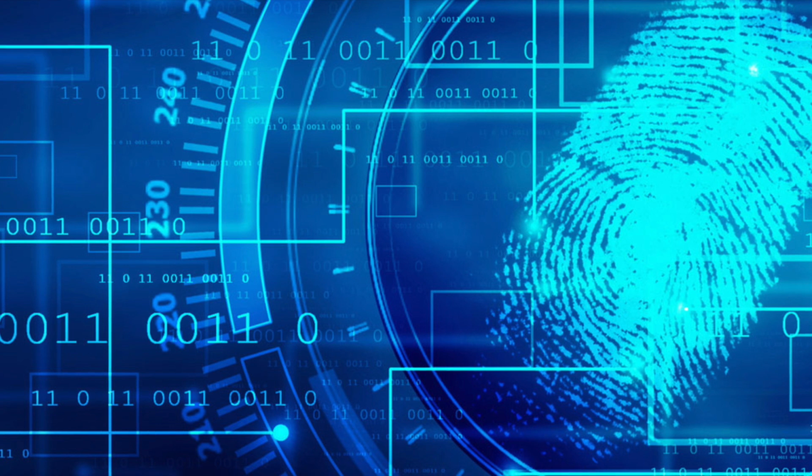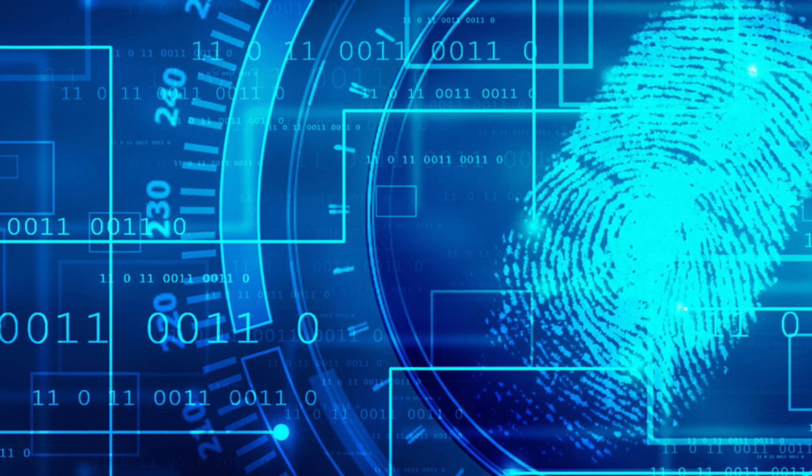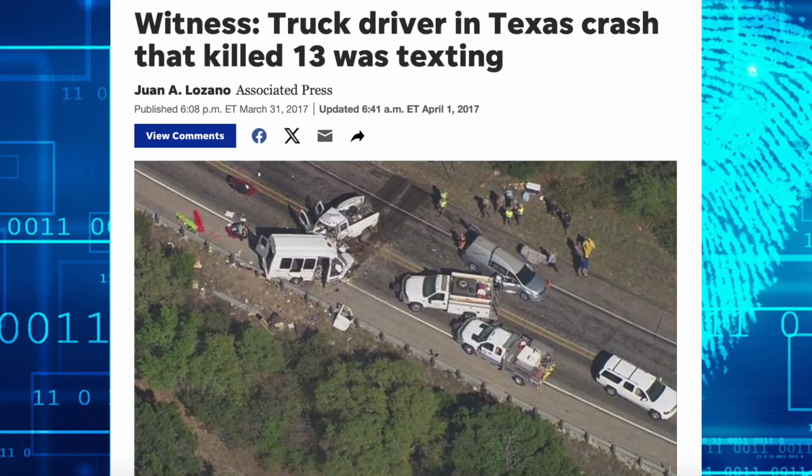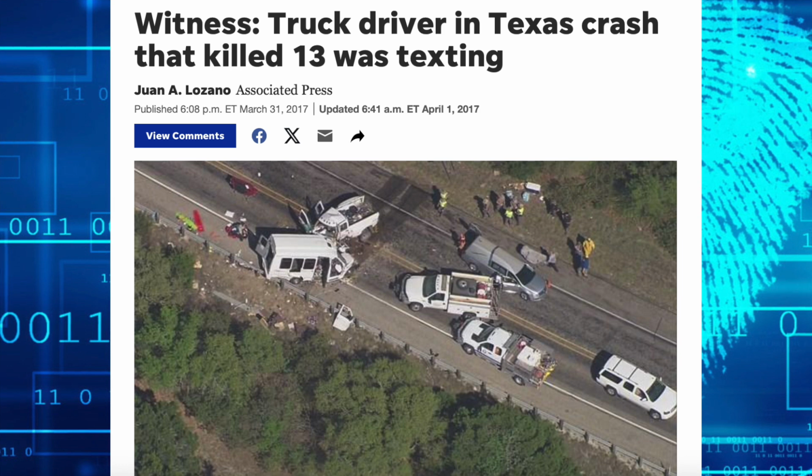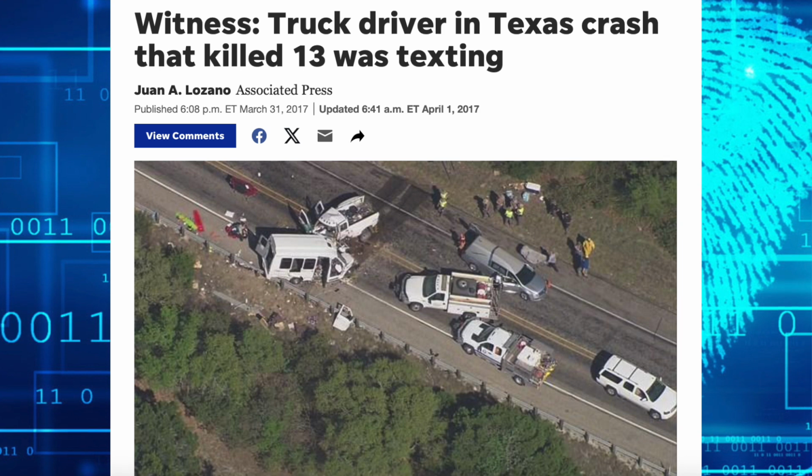A really popular case that stood out to me involved a truck driver in Texas who was involved in a crash that killed 13 people. This happened April 1st, 2017. The driver of a pickup truck collided with a church minibus in rural Texas, killing 13 people. The driver apologized after the crash and acknowledged he had been texting while driving.